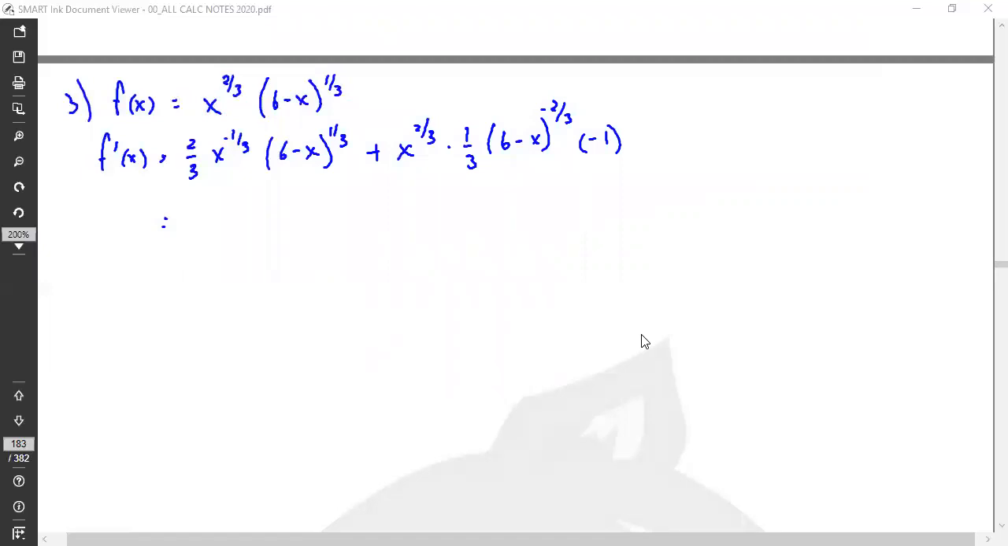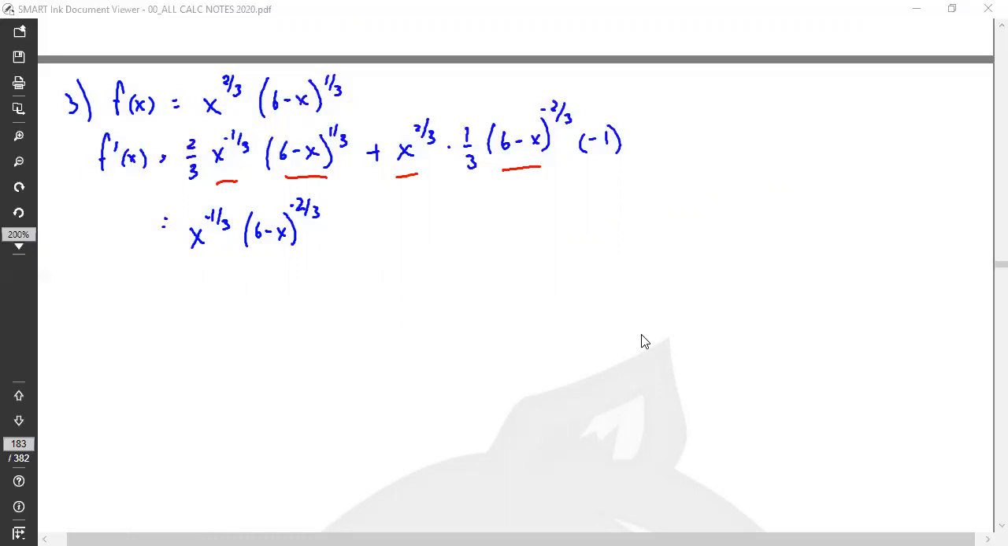I'm going to common factor here. What's my lowest degree of x? I have x to the negative 1/3 here. I have x to the positive 2/3 here. And so I'm going to common factor out x to the negative 1/3. What else am I going to common factor? I have (6 minus x) to the 1/3. I have (6 minus x) to the negative 2/3. I'm going to common factor out (6 minus x) to the negative 2/3.